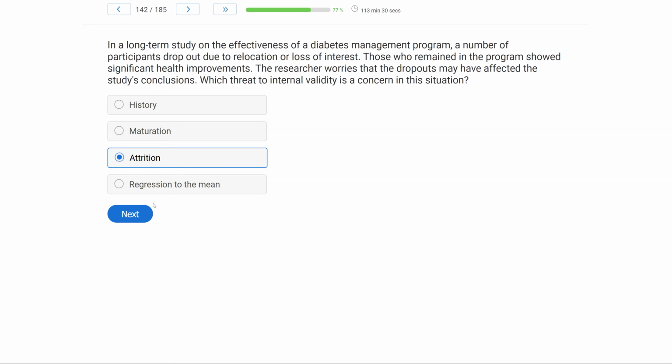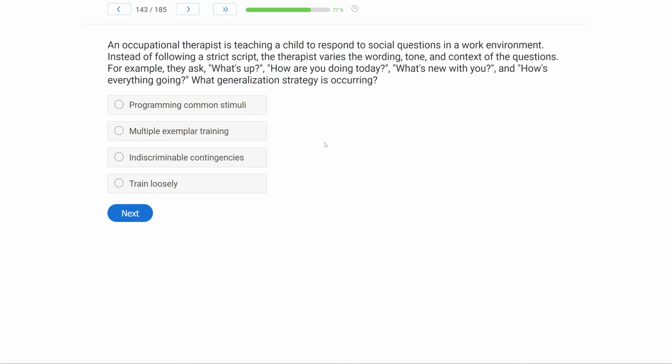We want to be on the lookout for threats to internal validity because we want to try to control for confounds. An occupational therapist is teaching a child to respond to social questions in a work environment. Instead of following a strict script, the therapist varies the wording, tone, and context of the questions. For example, they ask, "What's up? How are you doing today? What's new with you? And how's everything going?" What generalization strategy is occurring? So let's think about this strategy. The therapist is teaching the child to respond to social questions.